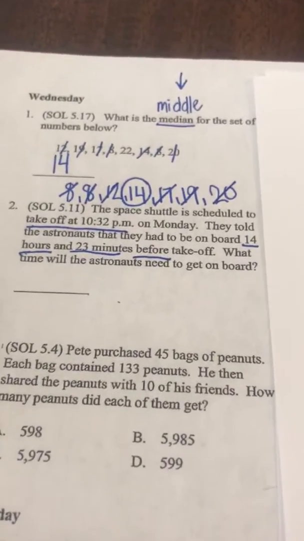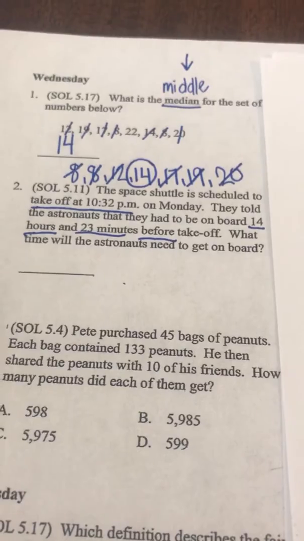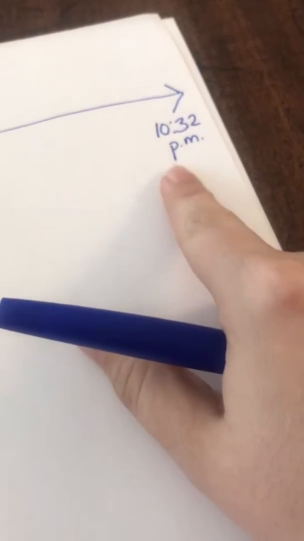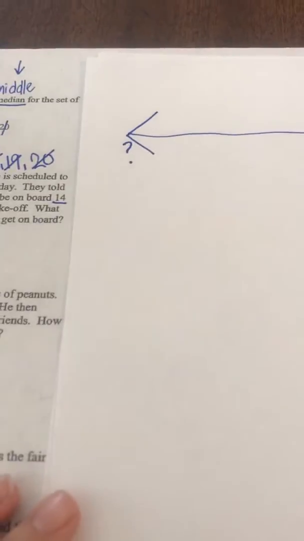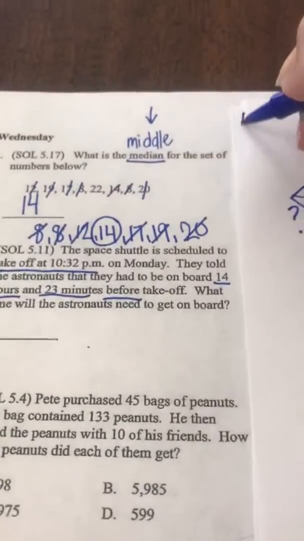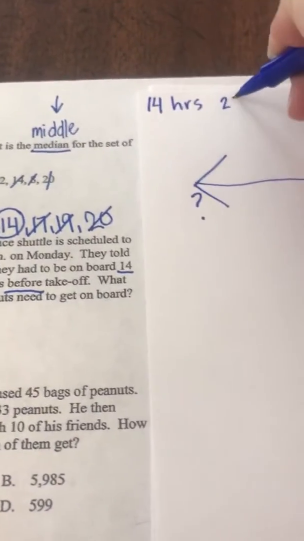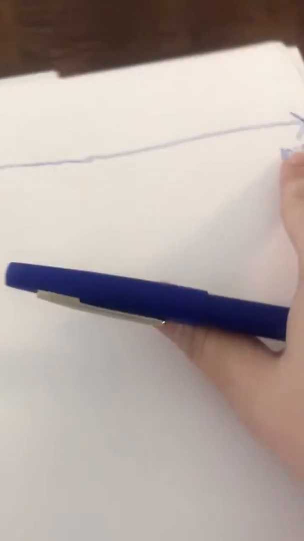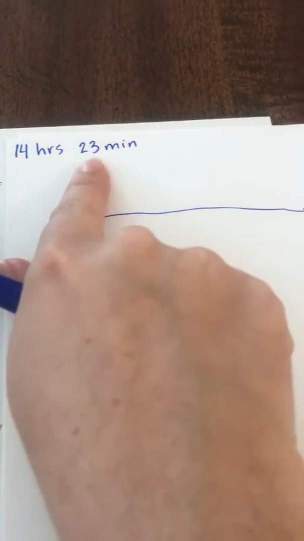It tells us the takeoff time and that they need to be on board before that takeoff time. So that means I'm going to put the takeoff time at the end of my number line. I know that's when the shuttle is launching, and then the astronauts need to be on board much earlier than that time so that they can get prepared. And in the problem, it says they need to be there 14 hours and 23 minutes before. So I'm just going to write the elapsed time here. This tells me that I'm going to find our start time using the elapsed time.